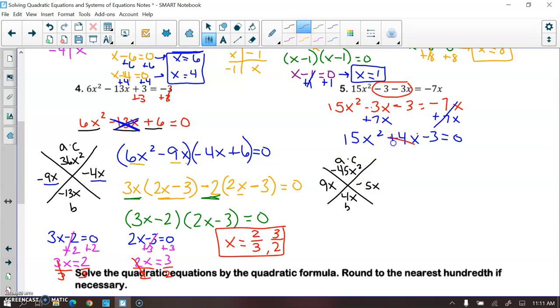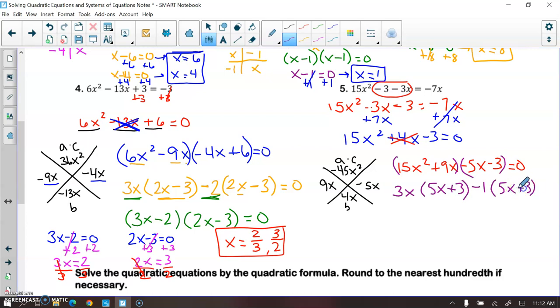So now rewriting my 15x squared plus 4x minus 3, I'm going to write it as 15x squared plus 9x minus 5x minus 3. I'm going to group my first two terms together and my last two terms together. The greatest common factor out of my first two terms would be a 3x, and I'd be left with a 5x plus a 3. Out of my next two terms, I would need to take out a minus 1 to be left with a 5x plus a 3. Your parentheses need to match exactly, which they do here. So my binomials are a 3x minus a 1 and a 5x plus a 3.